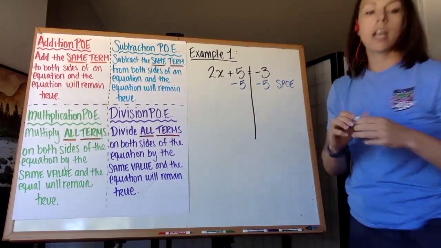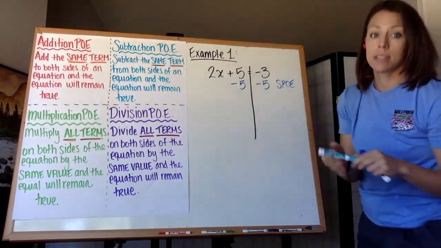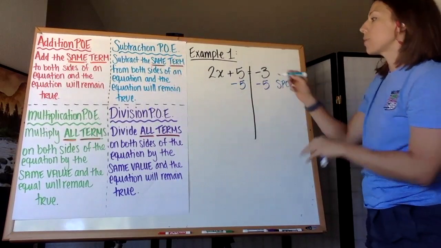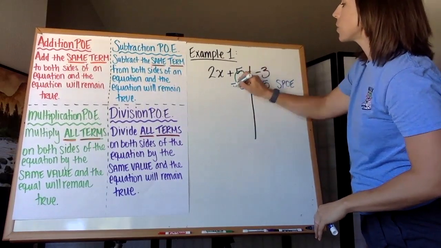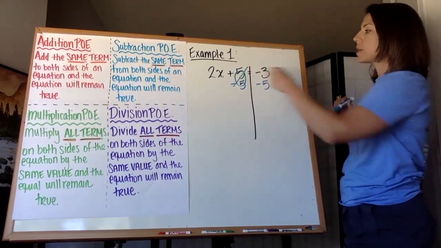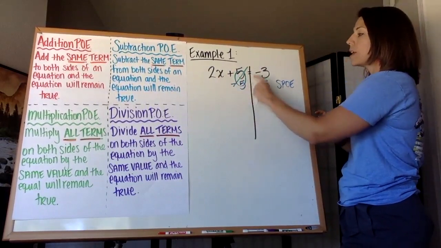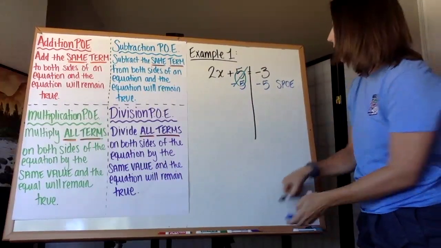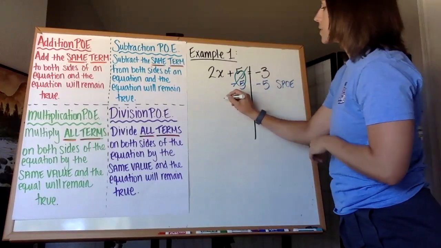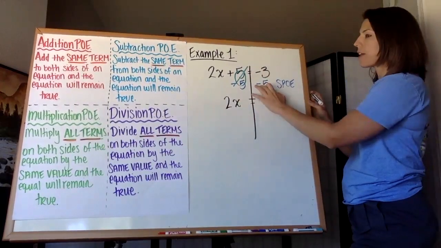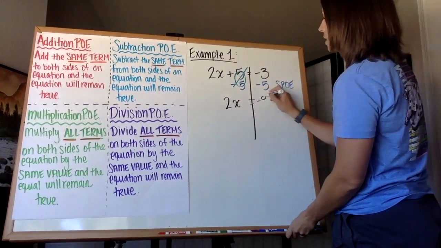Now watch, I don't cross things out, right? This is not a canceled thing. 5 became 0, so I'm writing a 0 placeholder here just to remind myself that's what happened. My equation became 2x plus 0 equals negative 3 minus 5. Now let's simplify. So 2x plus 0 just leaves us with 2x, and negative 3 minus 5 is negative 8.